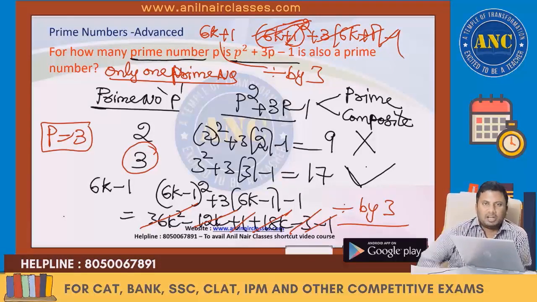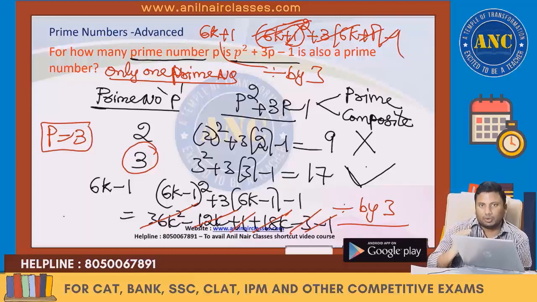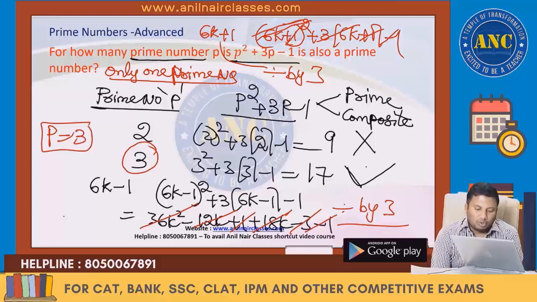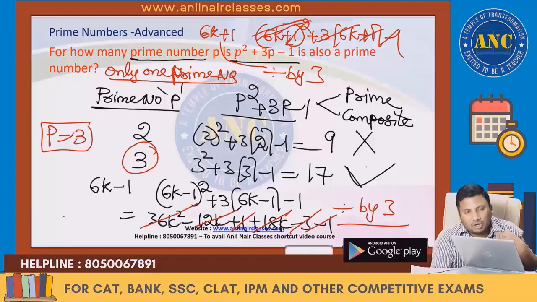Same concept, sir, only that instead of a triplet or a quadruple, I gave a quadratic expression. P is 2, P is 3, P is 6k minus 1 or 6k plus 1. For 2, 9 is not possible. For 3, 17 is possible. For 6k minus 1, all the numbers are divisible by 3. There is no number other than 3 which is divisible by 3. 6k plus 1 is also the same.